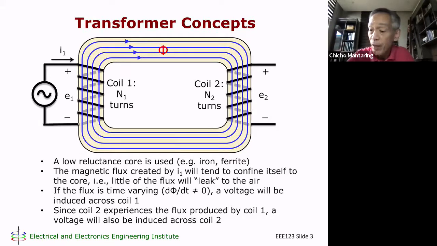So note, I1 is the current that is supplied by this source, and I1 causes a changing flux which induces a voltage across coil 1. That is the self-induced voltage. But because this flux also links coil 2, it will also induce a voltage across coil 2. We call this the mutually induced voltage. So this is self-induced and this is mutually induced.